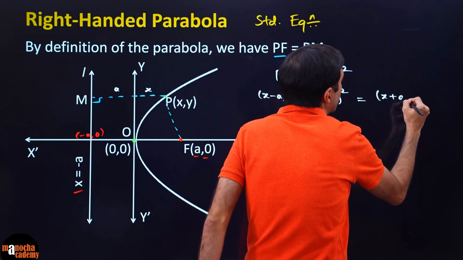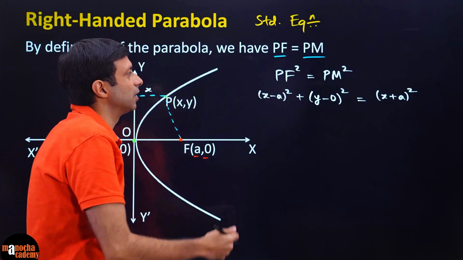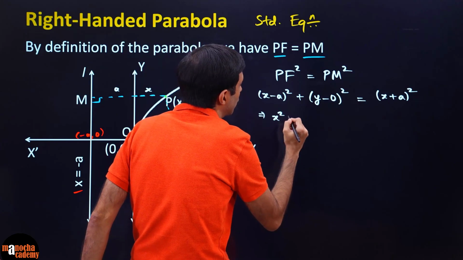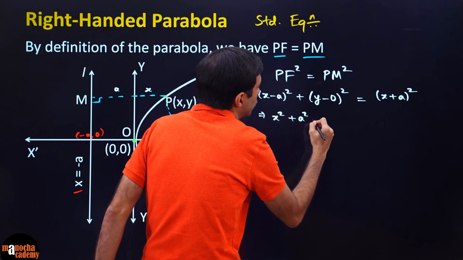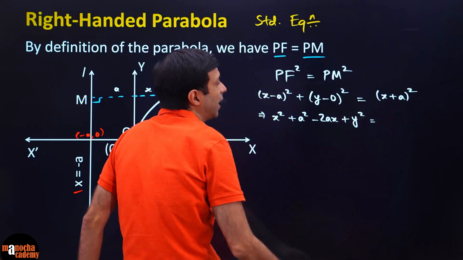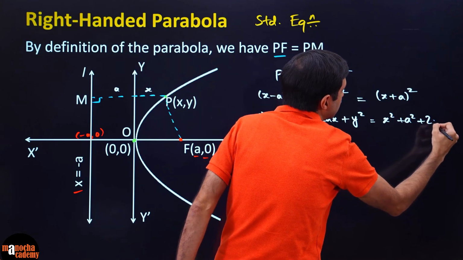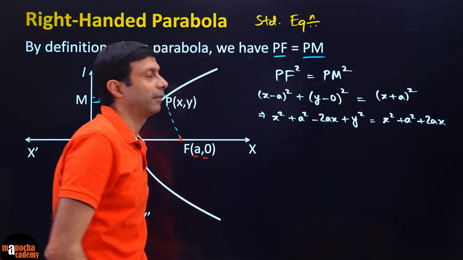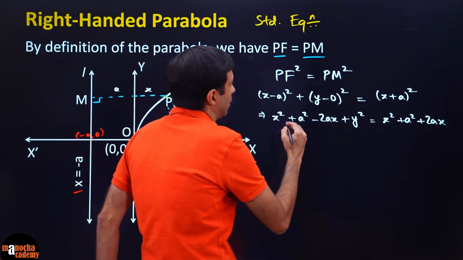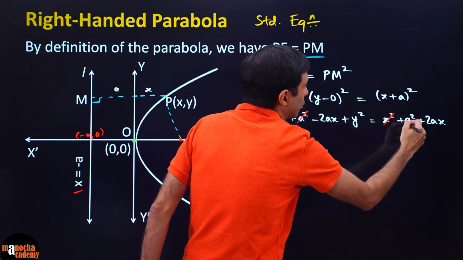So I can put here x plus a whole square. Write this down and just simplify. We'll just expand it out, and what do we get? x minus a whole square gives x square plus a square minus 2ax plus y square. And on this side, I'm going to get x square plus a square plus 2ax. Okay, there you go. x square is going to get cancelled, and a square is going to get cancelled.